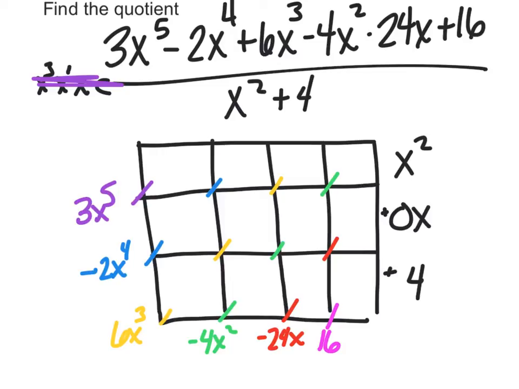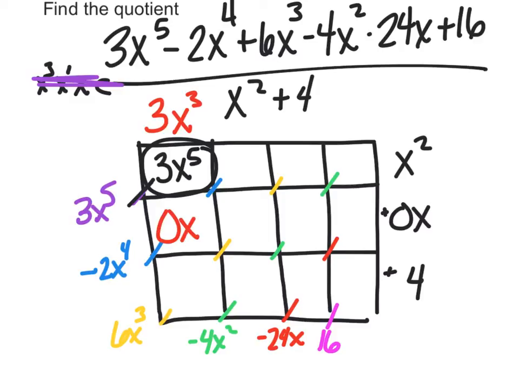So here's my explanation. I know this first term needs to be 3x to the 5th because there's only one box here and it has to total 3x to the 5th. Okay, so now I'm going to go to the side. x squared times what got me 3x to the 5th? What do I want this to be? Well, I would say that would be a 3 and an x cubed. Okay, so 3x cubed times x squared is 3x to the 5th. Now I can fill this whole column in. So I have 3x squared times 0x, which is going to be 0x to the 4th. And then 3x squared times 4, 12x cubed.